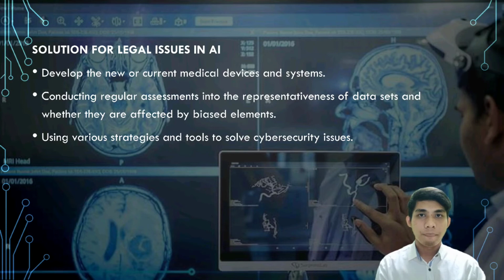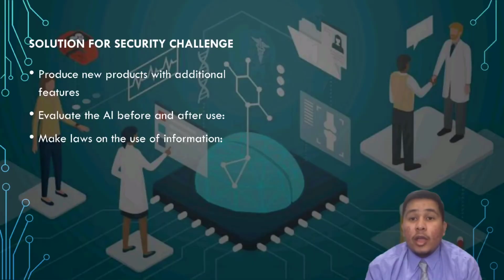The third one, using various strategy and tools to solve cybersecurity issue. All parties involved in AI need to keep the data and information in a safe place. They need to put the data and information in good protection recovery mechanism and always upgrade the software to use the latest version. How can we overcome this issue of controlling this AI?